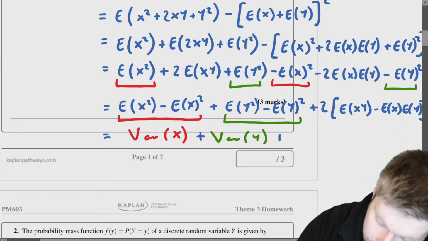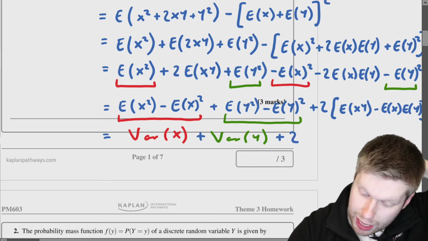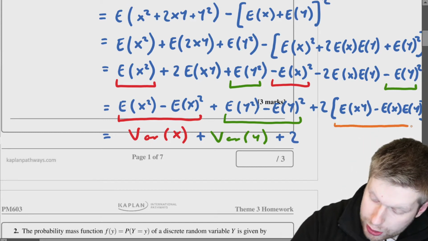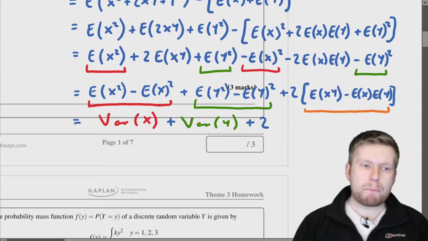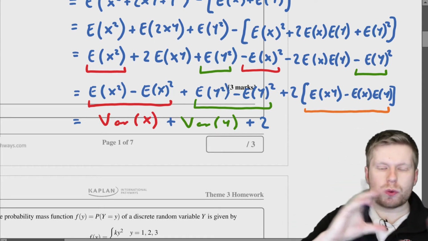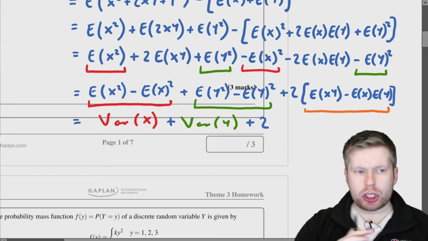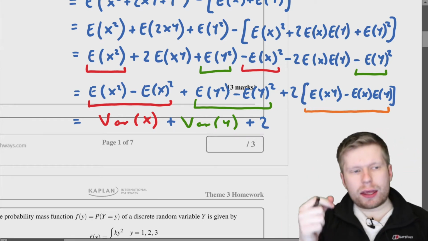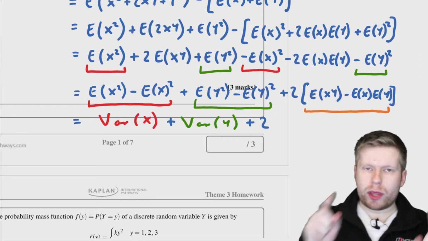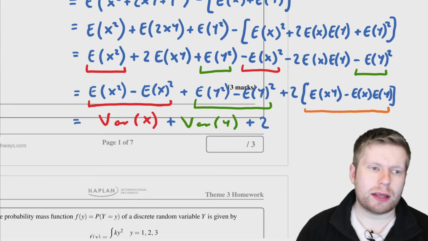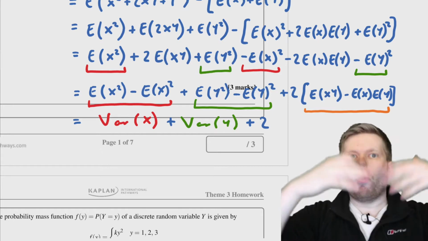The issue, however, is I have plus 2 times this thing here in orange. Now, this thing here is basically a measure of how x and y vary in relation to each other. So it looks a little bit like the expectation of z squared, because it's the expectation of 2 random variables multiplied together, minus the expectation of z all squared.